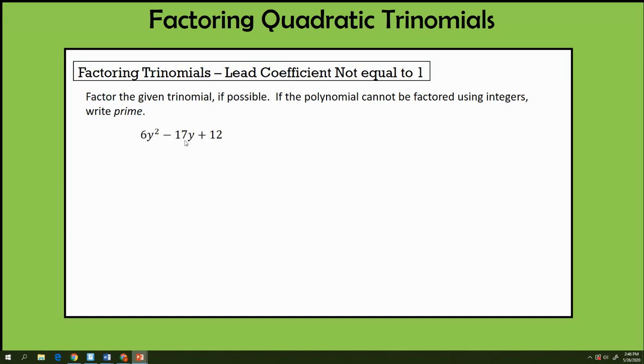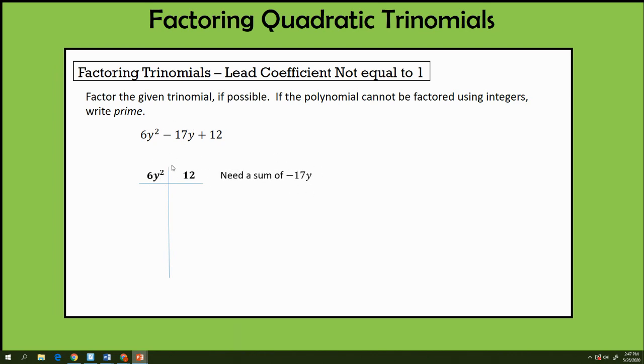I think I got one more here. So the process is the same over and over. Is there a GCF? 6, negative 17, 12. Nope, there's nothing I can take out of all three as far as factoring out a number for starters. So let's go to our table. 6y squared, 12, and I want to make negative 17y.